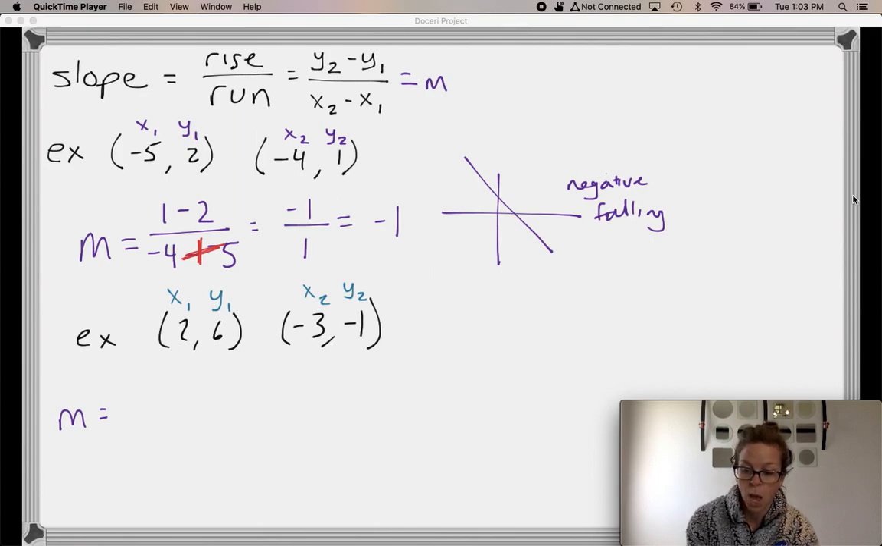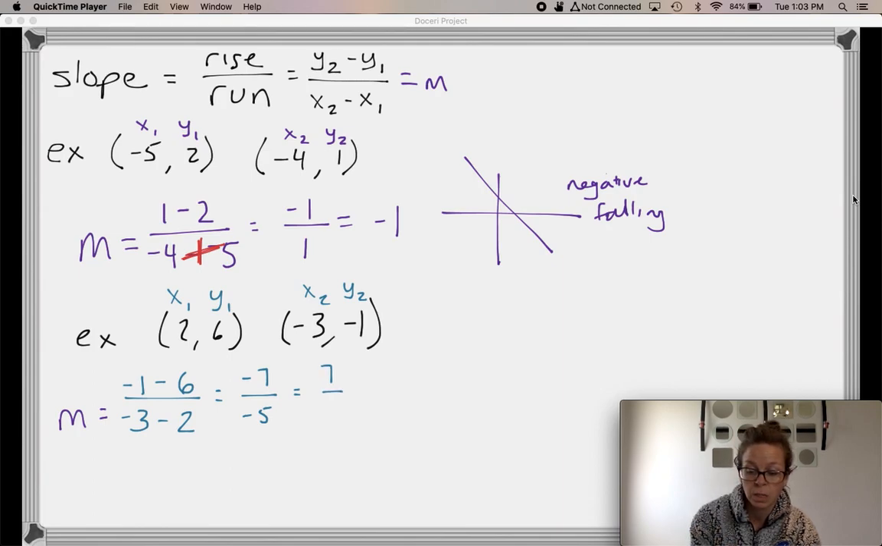All right, so now my y2 is -1 minus y1 is 6 over x2 is -3 minus x1 is 2. So on top I get -7, on bottom I get -5. That doesn't reduce or clean up nicely, but they do both have negatives, so we would at least want to say a negative divided by a negative is really a positive number. So this one created a positive slope in algebra.